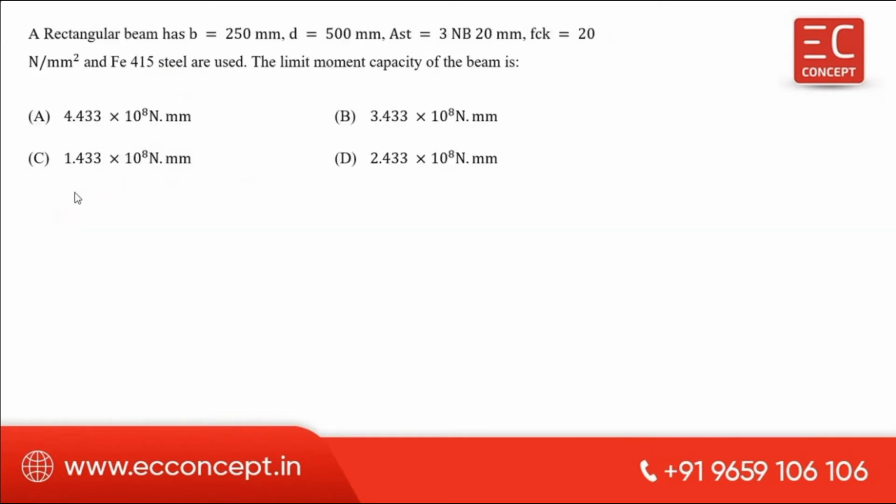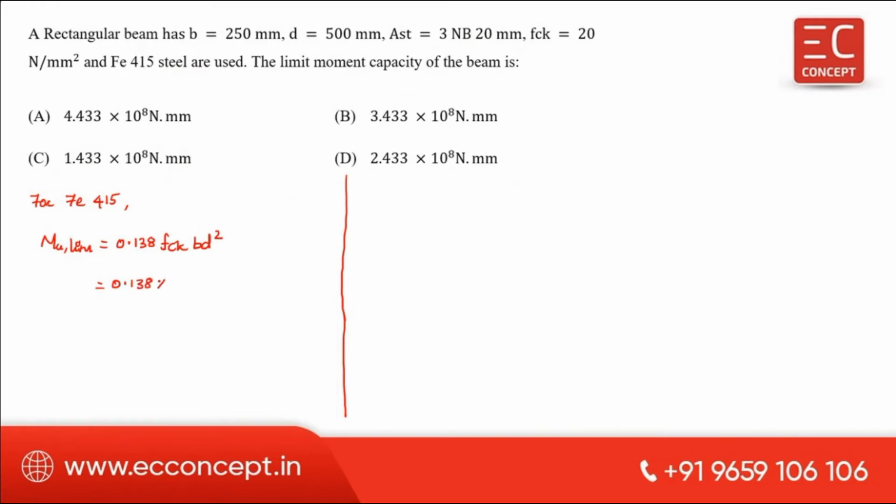Next one is a rectangular beam with B equal to 250, D equal to 500, Ast three numbers of 20 mm diameter, fck 20, Fe 415. Find the limit moment carrying capacity of the beam. The Mu limit for Fe 415 steel is equal to 0.138 fck B D square.